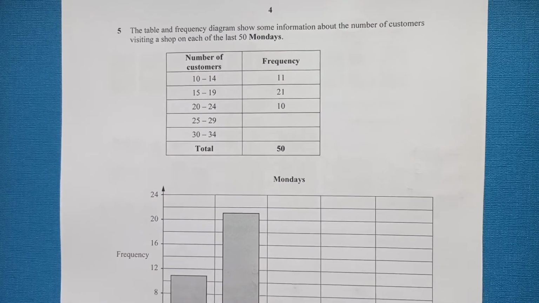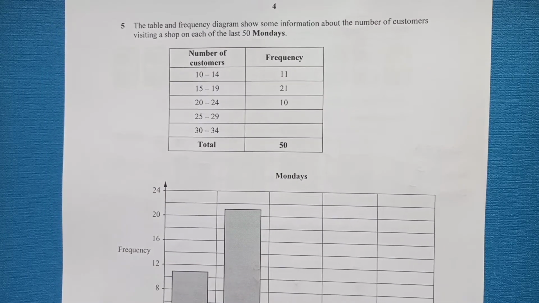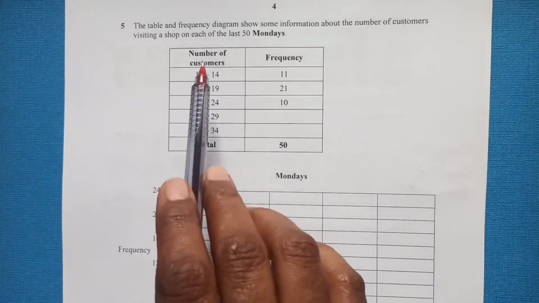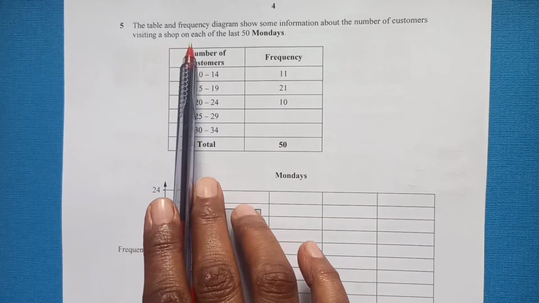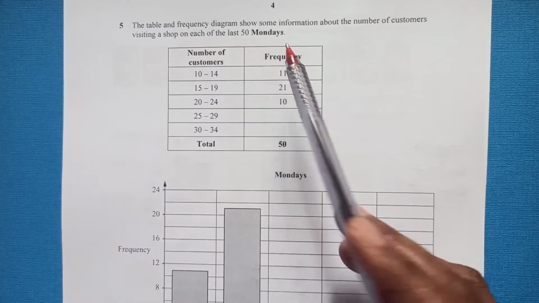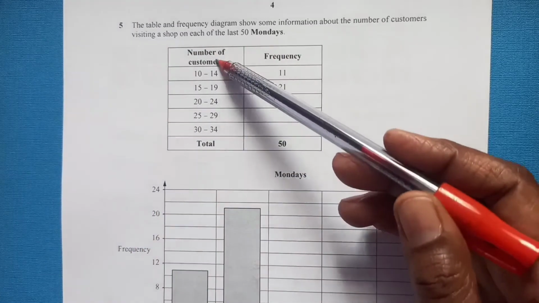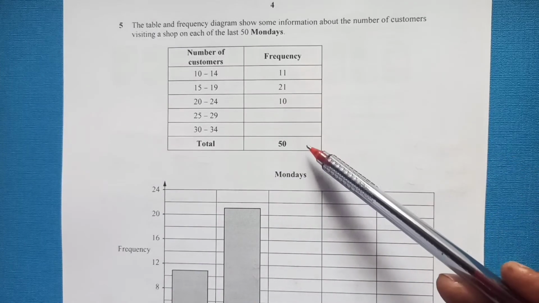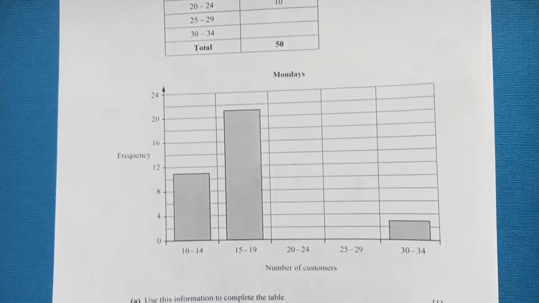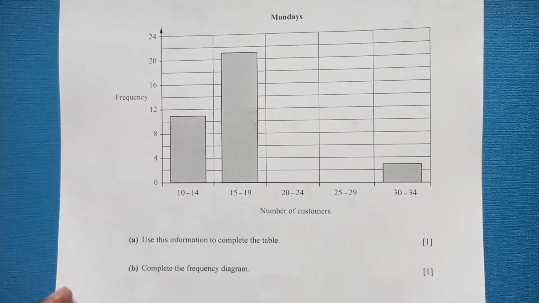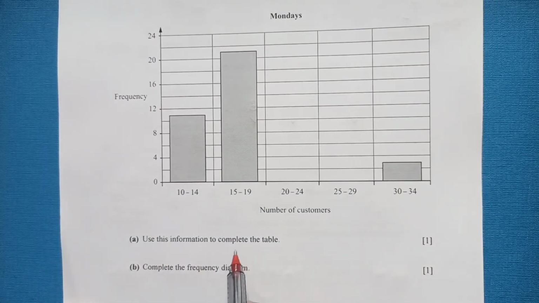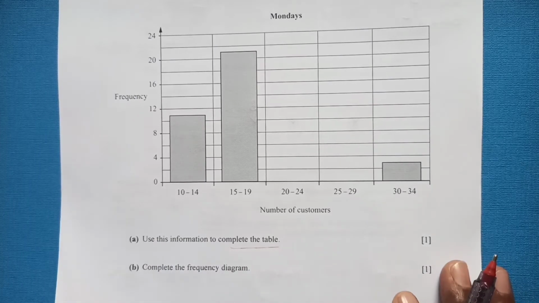Question number 5. The table and the frequency diagram show some information about the number of customers visiting a shop on each of the last 50 Mondays. So we have number of customers here, then we have frequency here. We have this diagram which is not complete. The first question is use this information to complete the table. So we are going to complete the table.